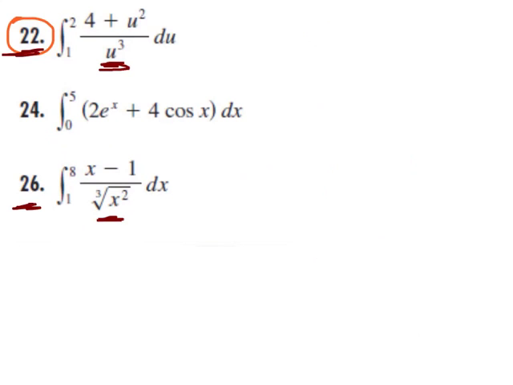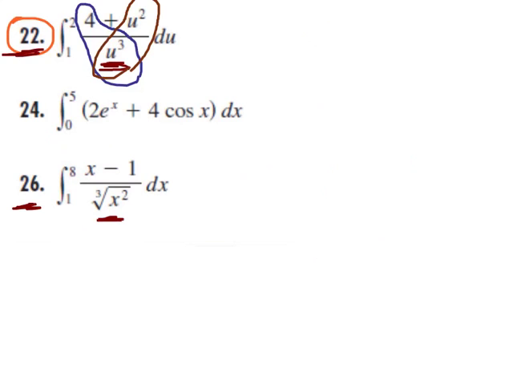One thing I like to do instead is kind of think of this as 4 over u cubed plus u squared over u cubed.